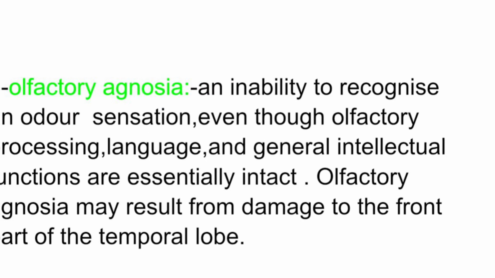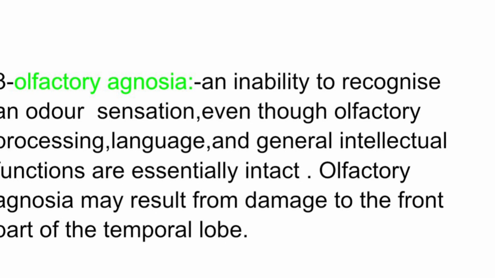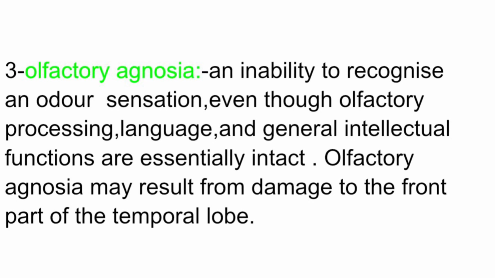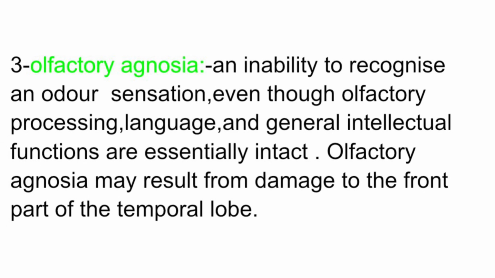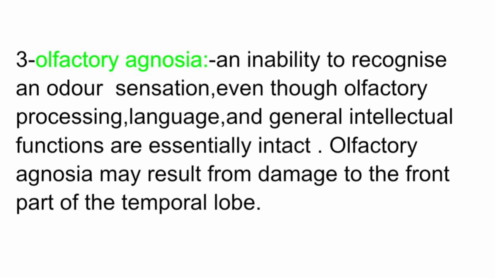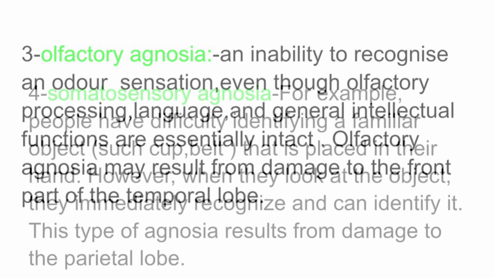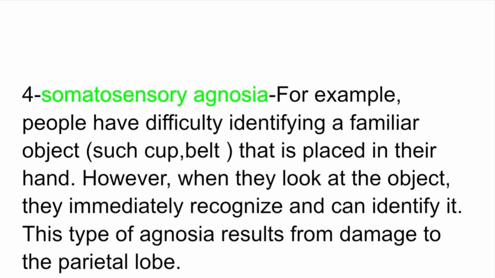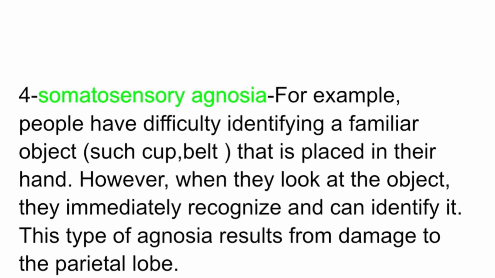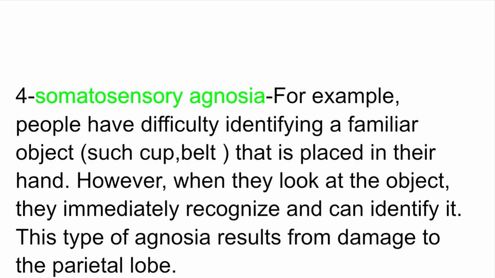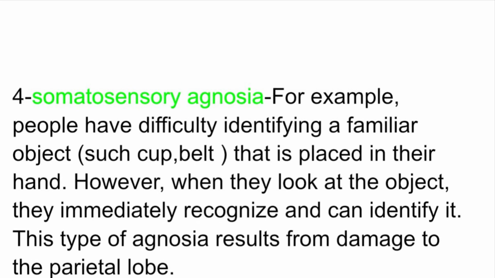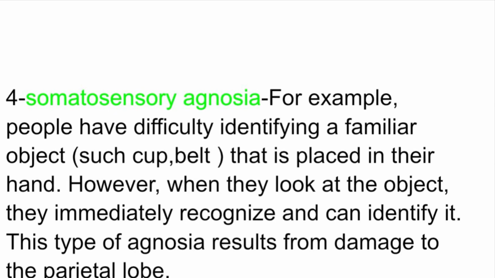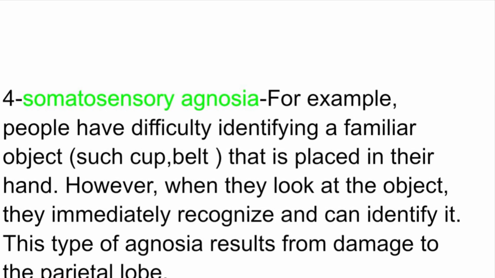Olfactory agnosia is an inability to recognize an odor even though olfactory processing, language, and general intellectual functions are essentially intact. Olfactory agnosia may result from damage to the front part of the temporal lobe. Somatosensory agnosia: for example, people have difficulty identifying a familiar object such as a coffee cup or belt that is placed in their hand. However, when they look at the object, they immediately recognize and can identify it. This type of agnosia results from damage to the parietal lobe.